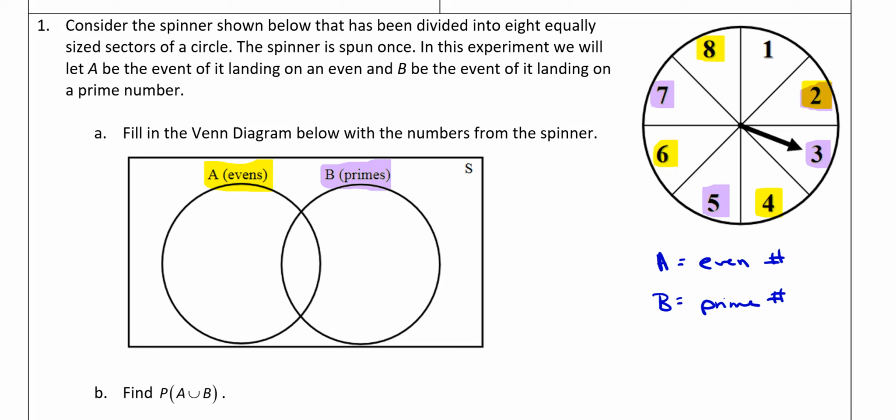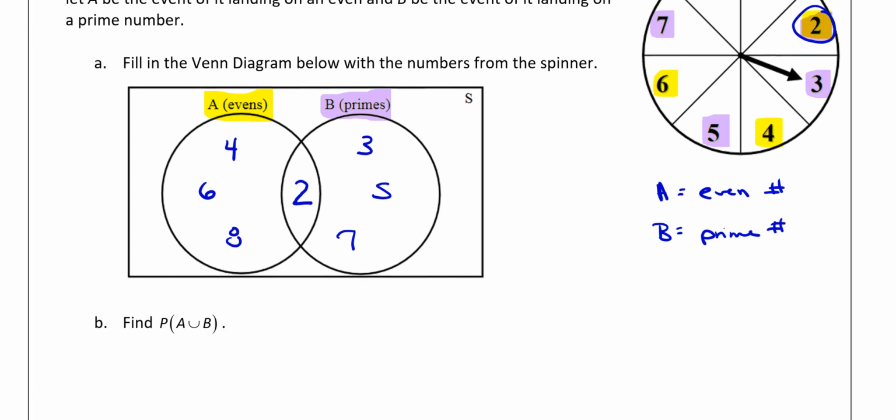So now let's fill in our Venn diagram here. What do they have in common? They have this 2 in common. So the 2 is going to go in this intersection part of what they have in common. Then the even numbers that are in A that are not prime would be 4, 6, and 8. Okay, so our even numbers 4, 6, and 8 are not prime, but they are even. Our prime numbers that are not even are going to be 3, 5, and 7. So here is our diagram. This is going to help us see what we're doing.